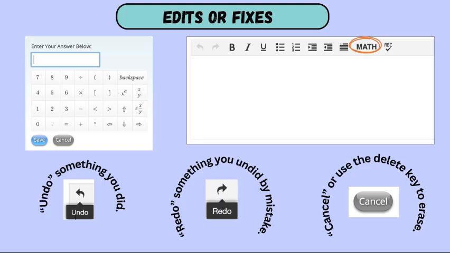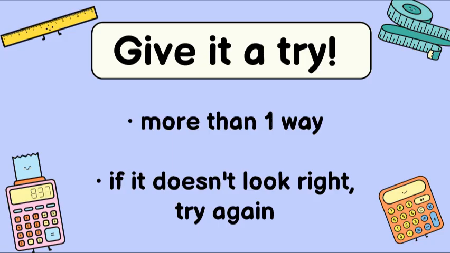Remember as you're working in the editor that you can always click the undo or back arrow, the redo or front arrow, or the cancel button to fix your work. Give it a try. Don't be afraid to make a mistake. Type in what you think. You can always use the undo button or backspace until it comes out looking the way you want it to look.